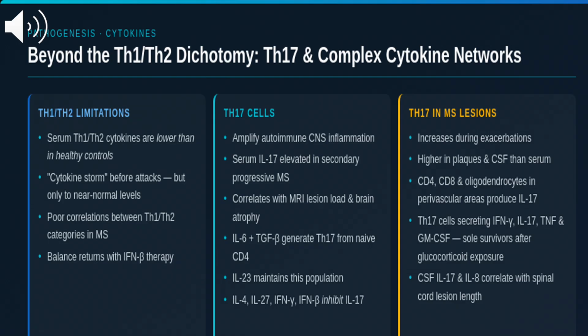The most toxic Th17 variant, cells simultaneously secreting IFN gamma, IL-17, TNF, and GM-CSF, is increased in MS, correlates with MRI T1 lesions, and critically, these cells are the sole survivors after glucocorticoid exposure. This explains why steroid treatment, while effective for acute relapse, does not provide long-term benefit. It eliminates other T-cell subtypes while sparing the most toxic ones. Th17 is particularly relevant in neuromyelitis optica, or Devic's disease, the MS mimic, where IL-17 levels are even higher and more pathogenic than in MS.